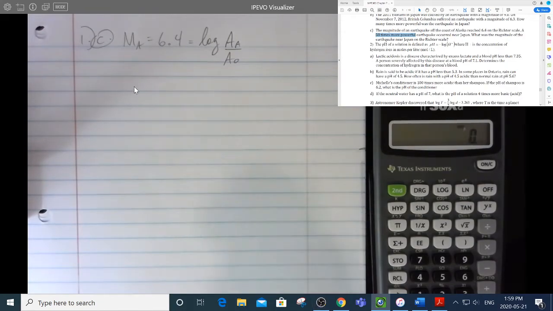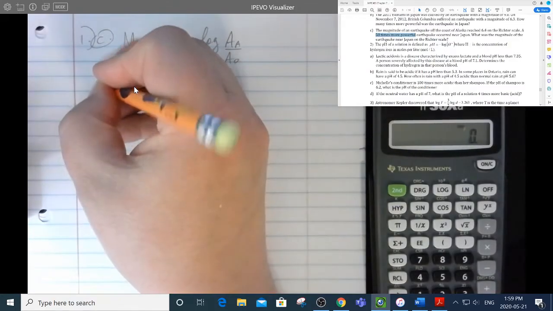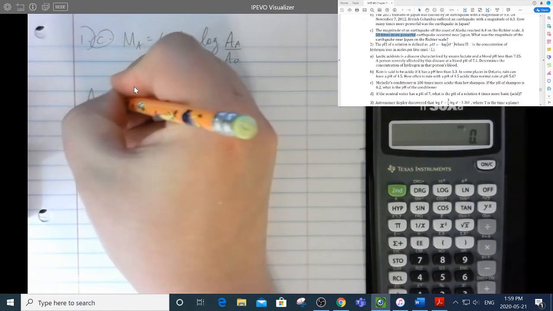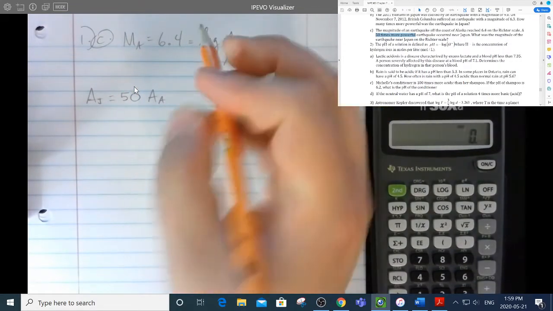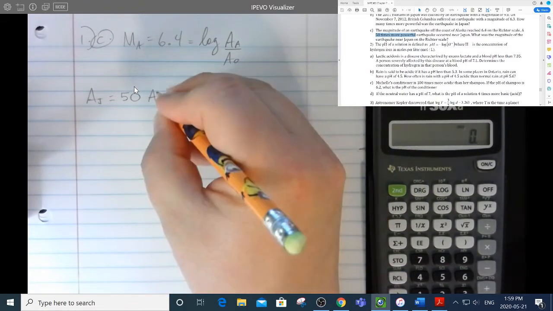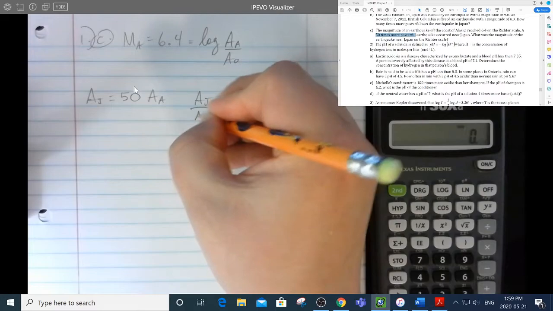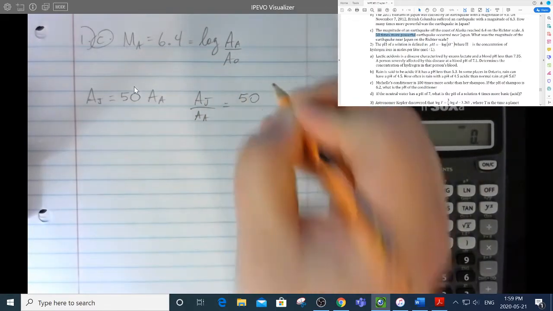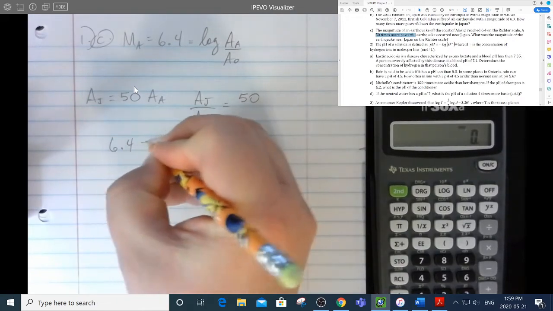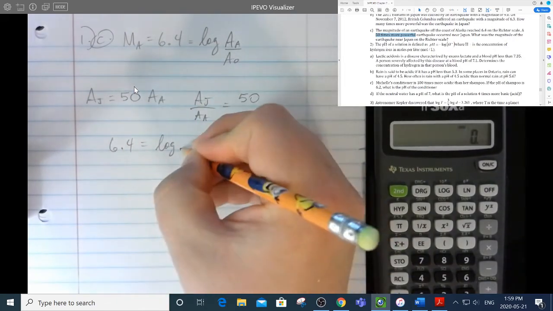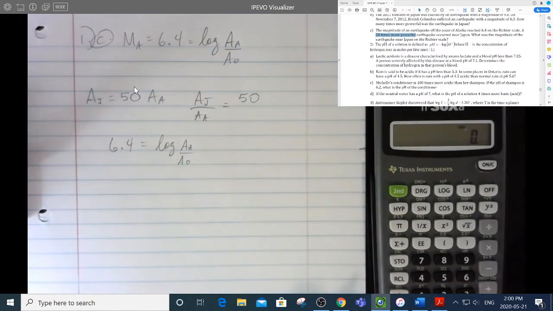Okay, good. So armed with the knowledge that that's the way it is, I basically know that the amplitude of the Japan earthquake is 50 times the amplitude of the Alaskan earthquake, which means that when I divide both sides by this ratio, and I've been solving for ratios all along, it has to be 50, right? So keeping that in mind, I'm going to use this equation. I'm going to go 6.4 equals the log of A over A naught, okay?